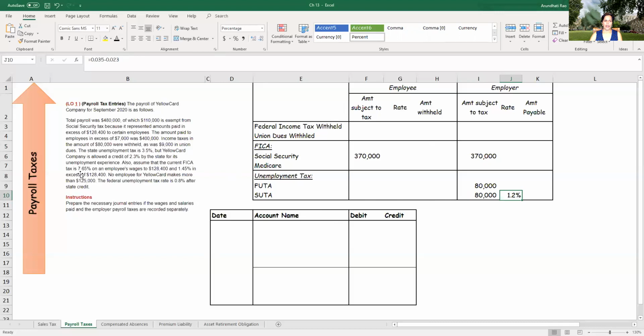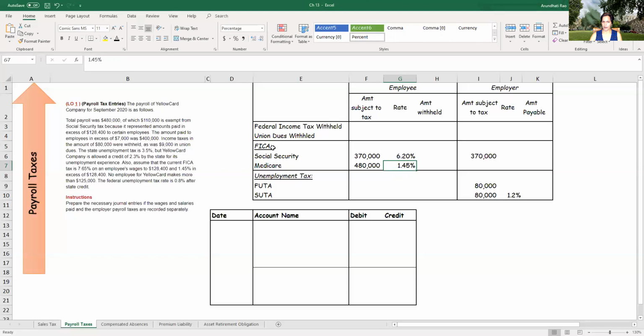Okay, let's continue reading here. Assume that the current FICA tax is 7.65% on the employee's wages of up to 128,400 and 1.45% in excess of that amount. Okay, so this number, it's 6.2. How did I come up with 6.2? 7.65 minus 1.45 is 6.2. The Medicare, the full amount is subject to the 1.45%. So what we're looking at over here is the total rate is 7.65%. 7.65 is the total FICA rate.